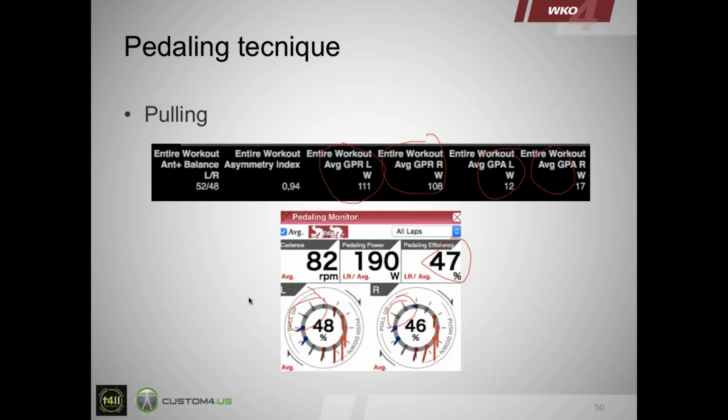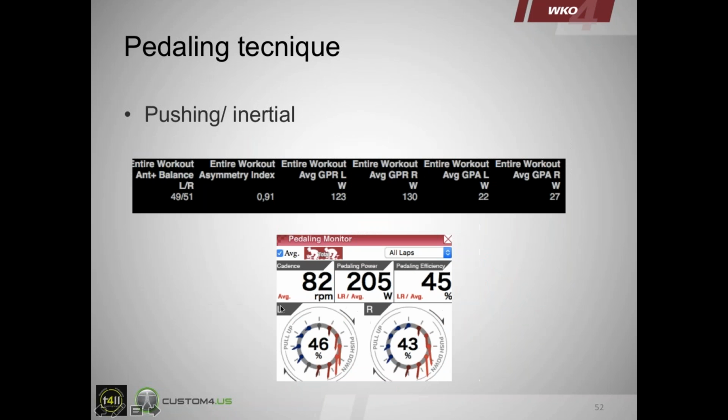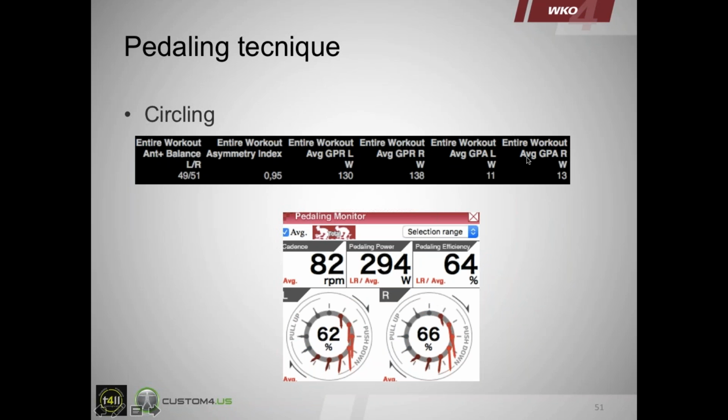What happened when we told the cyclist to pedal in circling? The first thing is that the production of power increased so much. You have seen that in the other case the cyclist produced 190 watts, and now he produced 100 watts more. The pedaling efficiency increased because you can see here that there is low GPA, but at the same time you have high GPR in comparison with the pulling. In pulling, the GPR was so low, but in the circling the GPR increased and the GPA lowered.